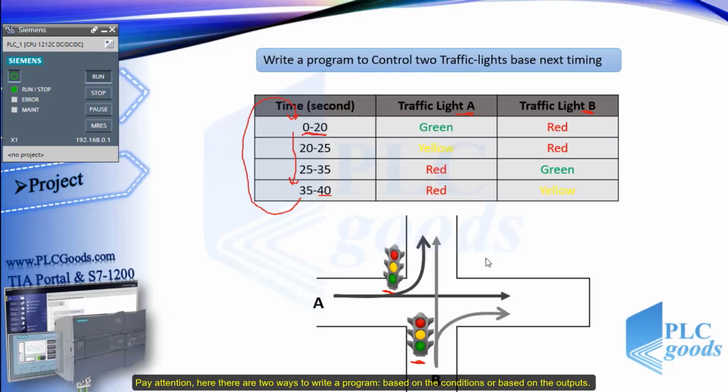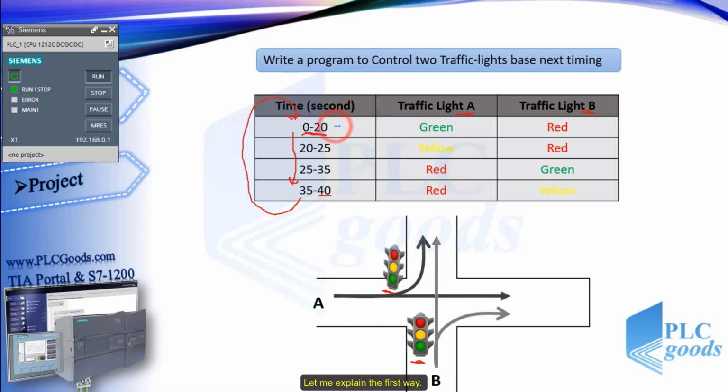Pay attention here. There are two ways to write a program, based on the conditions or based on the outputs. Let me explain the first way. Well, the first condition turns on the green A light. Also, it turns on the red B. So I can make a branch in my program to turn the red B light on. But this way is not true in PLC programming.